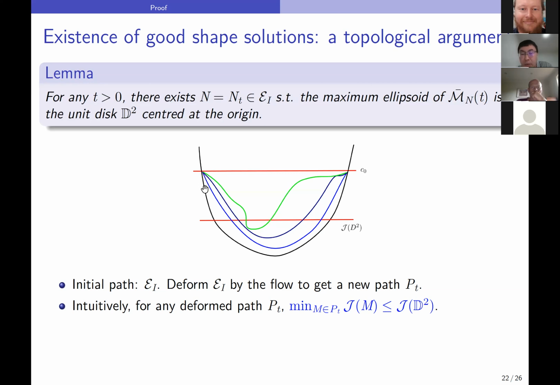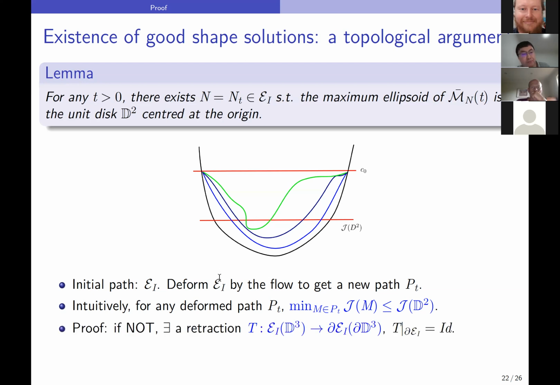So just like our initial path is this black curve, and then we deform the path because the functional is non-decreasing. So then it becomes the blue one and the green one. But no matter how we deform, we can always find a point below the value of the disk. So this will help us to locate some min-max point, maybe at this point. So this is our key lemma.